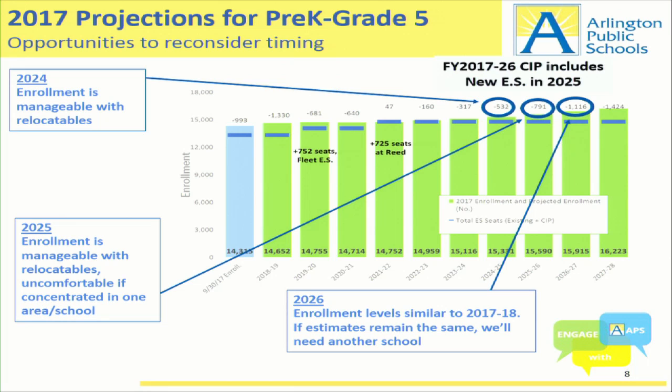Actually, when we reviewed this information with FAC, what we looked at when we see those numbers and the difference there, we were comparing it to where we are this year. This year we have 900 students over capacity. Next year we're going to have 1,300 more students than our existing capacity. And so we were using that as sort of a gauge.